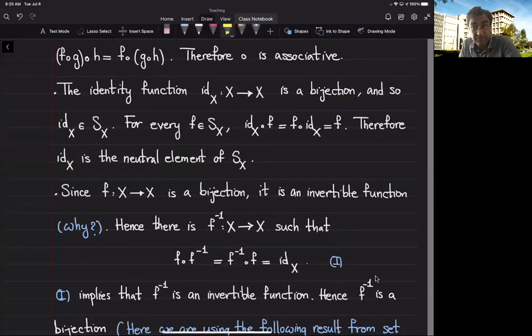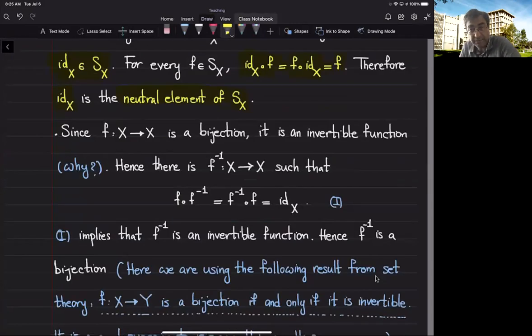Identity is a bijective function from X to X. Therefore, it does belong to the symmetric group of X. For every function f from X to X, the composite of identity and f is the same as the composite of f and identity, and that is the same as the function f. Therefore, the identity function is the neutral element of the symmetric group of X. We haven't proved that it is a group, but nevertheless, let's call it the symmetric group of X. It's a neutral element of the composition operation.